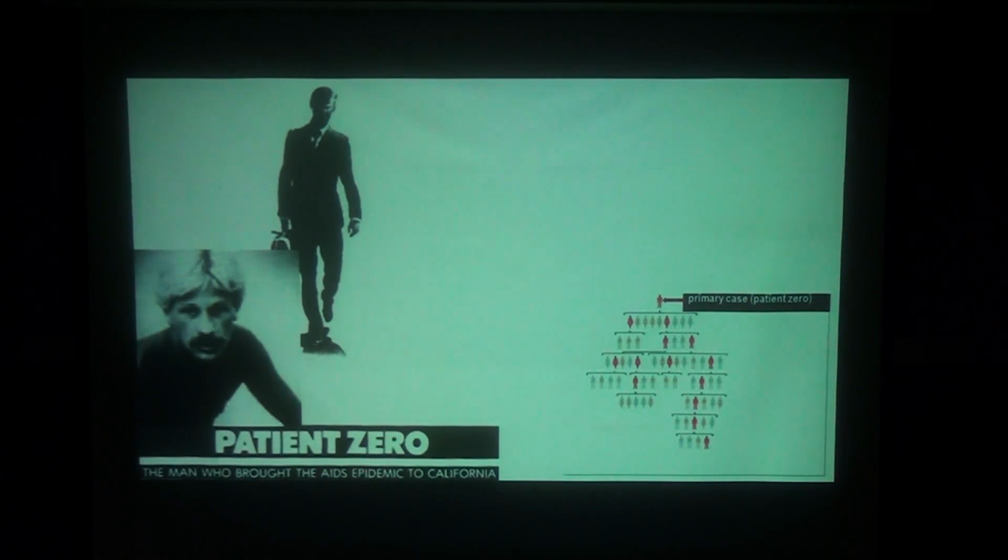The popularized idea of the Canadian flight attendant as patient zero is very misleading. He was certainly not the first case outside of Africa or in North America, but he was the index case in a large cluster of 248 patients in 1983.